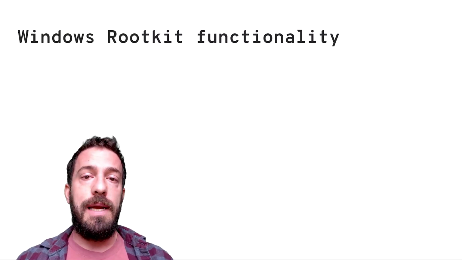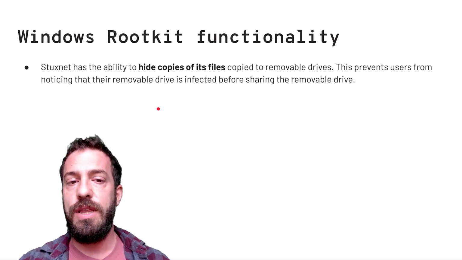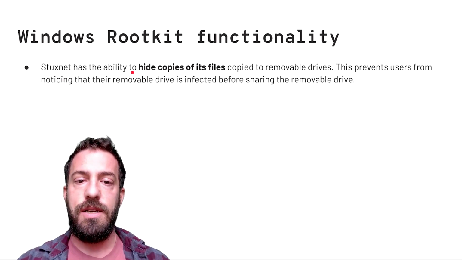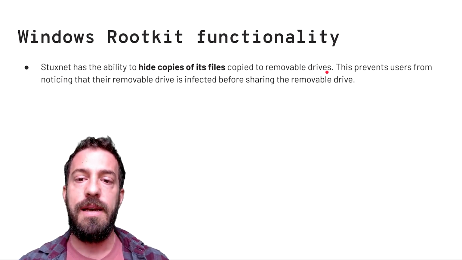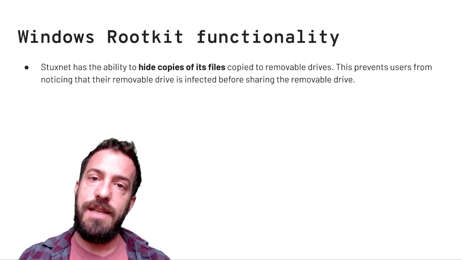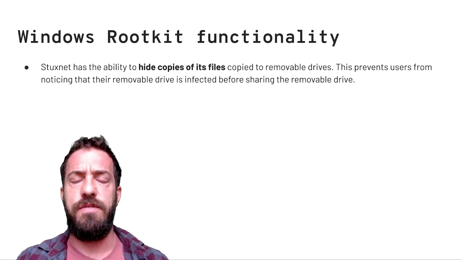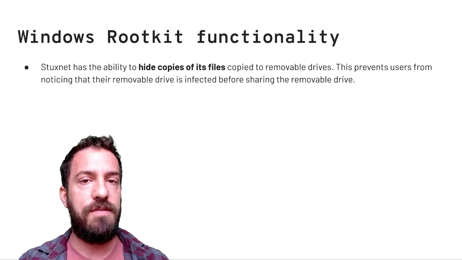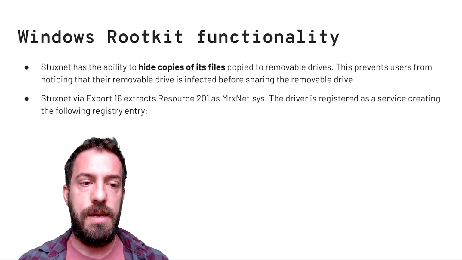Stuxnet also had the ability to hide itself. And to do that, it had some Windows rootkit functionality. So to hide itself from the removable drives, that was one of the ways Stuxnet would be propagating. Because if you insert the USB and you list the files, that's a very common use of a USB drive. You see what's inside and you see weird file names, then you may suspect that something is wrong.